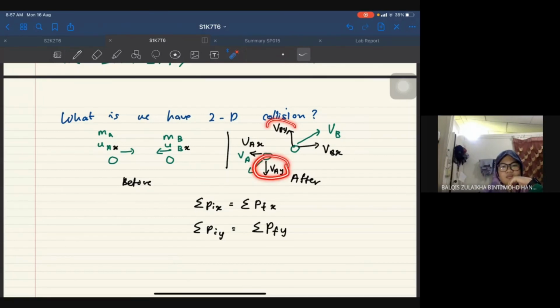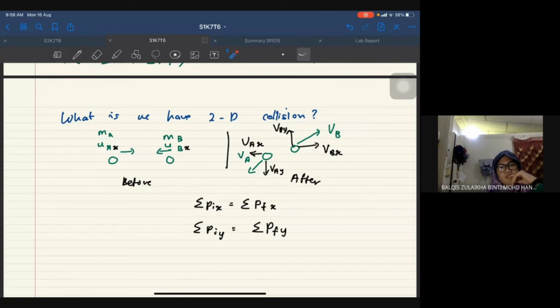Kalau untuk Y, dekat initial tak ada Y, after tu ada Y. So what will happen is that this one will be equals to 0. Yang initial momentum untuk Y component is 0. And then the final tu kamu kena substitute yang VBY dengan VAY. Again, this one will have a sign lah. Kalau ke atas positif, ke bawah negatif. And then you substitute these two basically over here. Okay, it's okay. Kalau tak faham pun tak apa, don't worry. Nanti kamu dapat soalan tutorial, maybe you can understand.